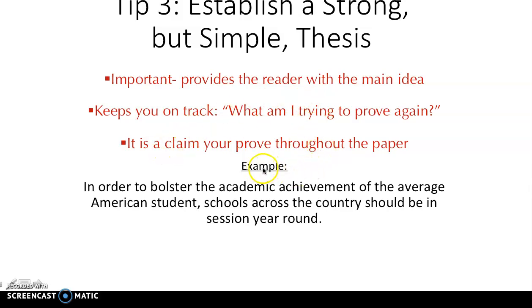An example that I have created might sound something like this. In order to bolster the academic achievement of the average American student, schools across the country should be in session all year round. You cannot deviate from that thesis. You can see that I have responded to the prompt appropriately. I am taking a clear, solid decision about how I am going to respond, and I've even included a little bit of academic language, where we have some higher level vocabulary and an introductory phrase.